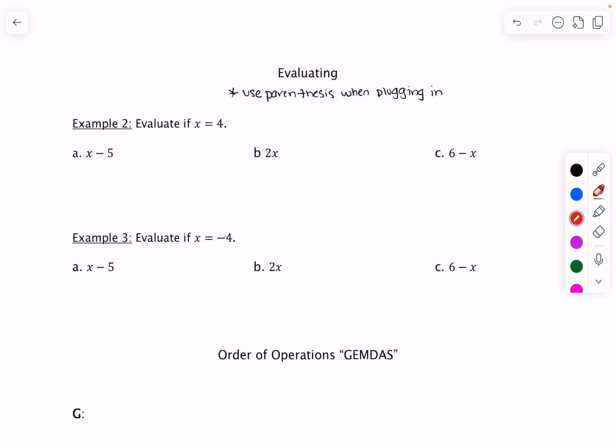Okay, so if I have the number 4 here, it's saying evaluate if x equals 4. So x equals 4, so that means I'm going to replace that x with a 4. When I do that, I'm going to have parentheses for -5. Okay, so when I put this into my calculator, or I can realize that if 4 is by itself, then I can go ahead and drop that parentheses and just write 4 minus 5, put little equal signs here, and 4 minus 5 is -1.